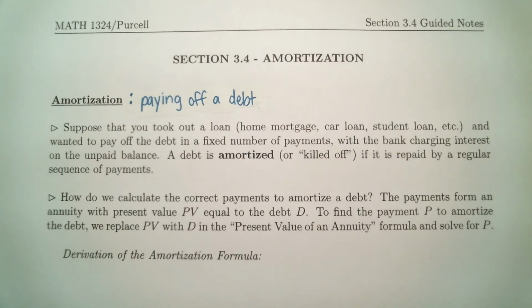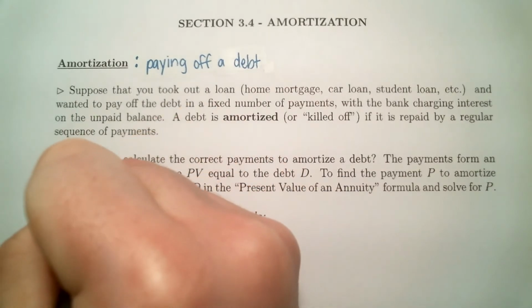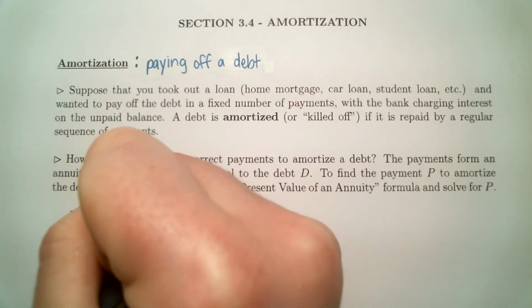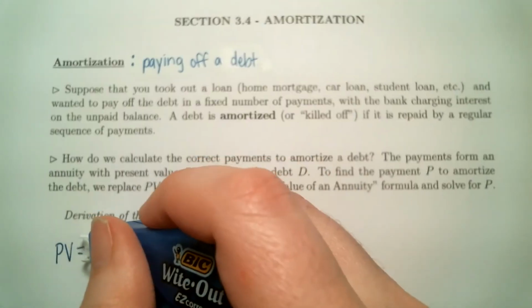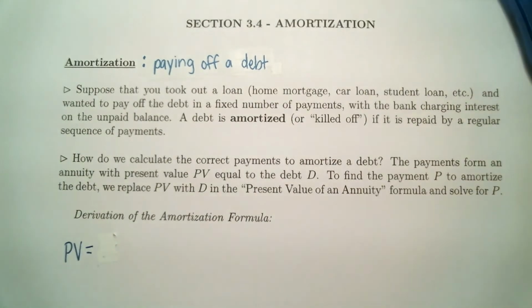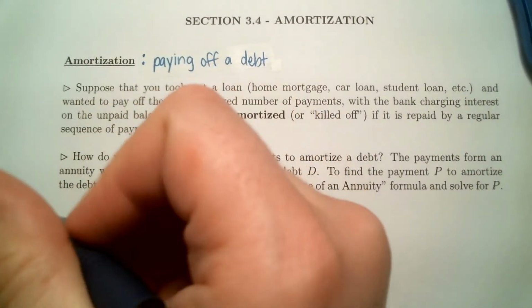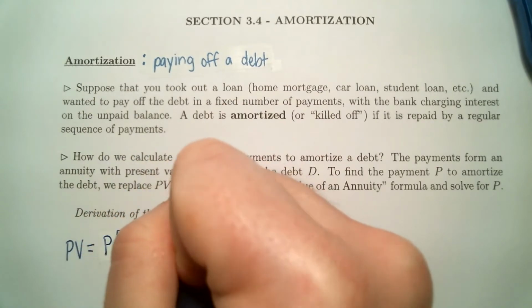So let me show you how this is done. This is the present value of an annuity formula, if you remember. Oops, I'm getting ahead of myself and putting a D. So it was present value is equal to P times all this stuff, if you remember.